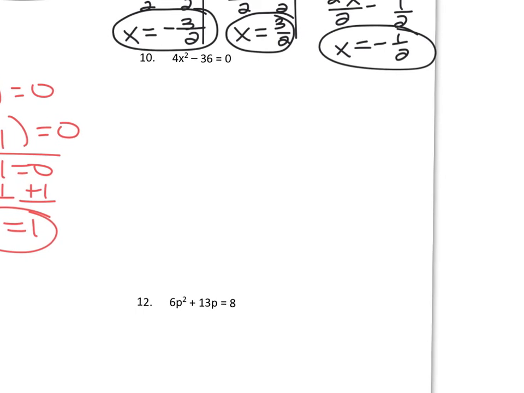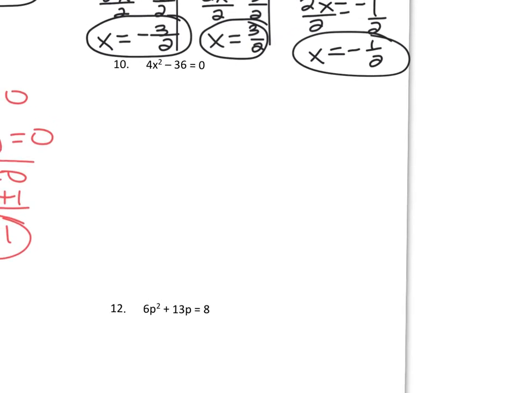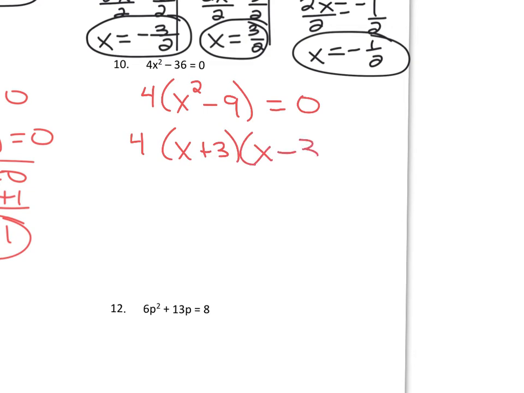All right, number 10. So this one, if you want to solve it by using our factoring techniques, I'm going to show you another way you can do it without doing that. But you can just factor out the greatest common factor, which is 4. And that would leave you with x squared minus 9 equals 0. And then x squared minus 9 is a difference of 2 perfect squares, so it's dots. So I'm going to factor to x plus 3 times x minus 3.